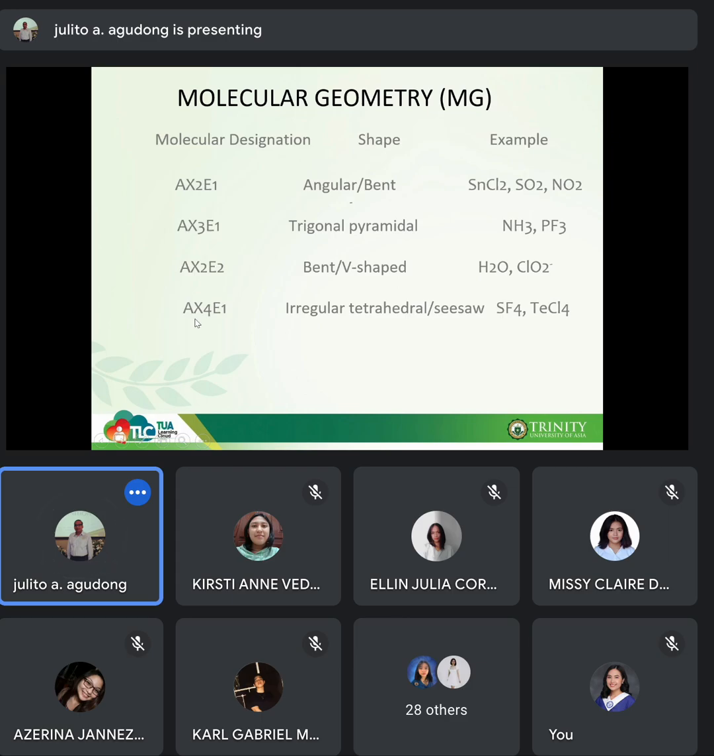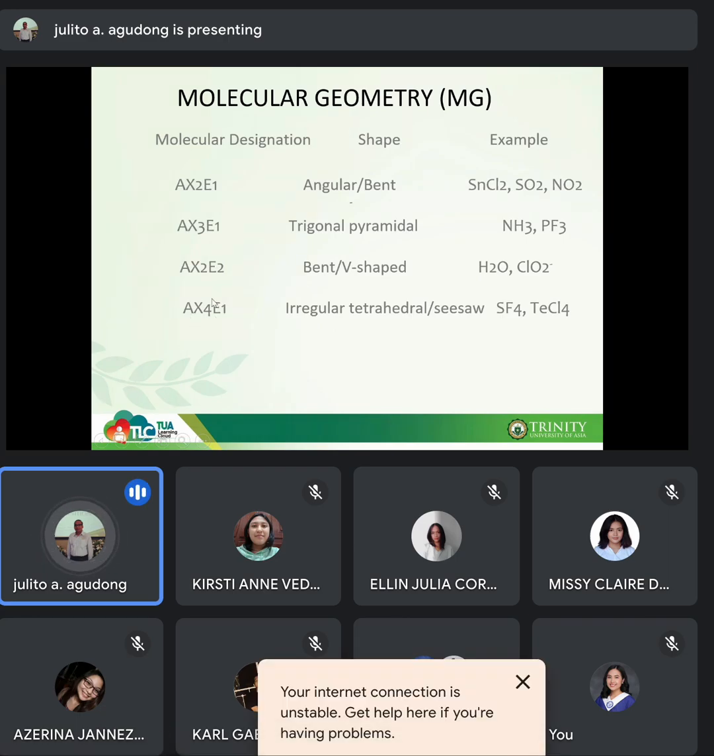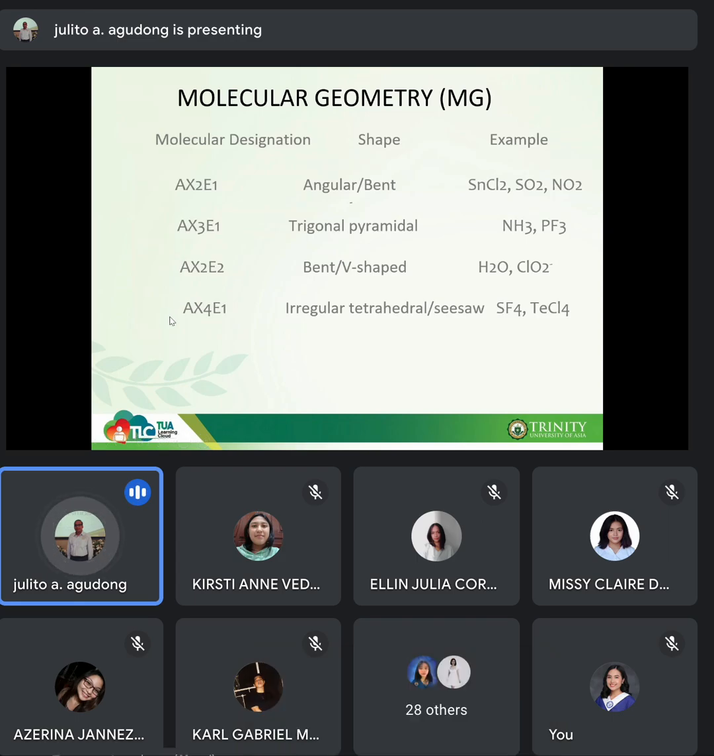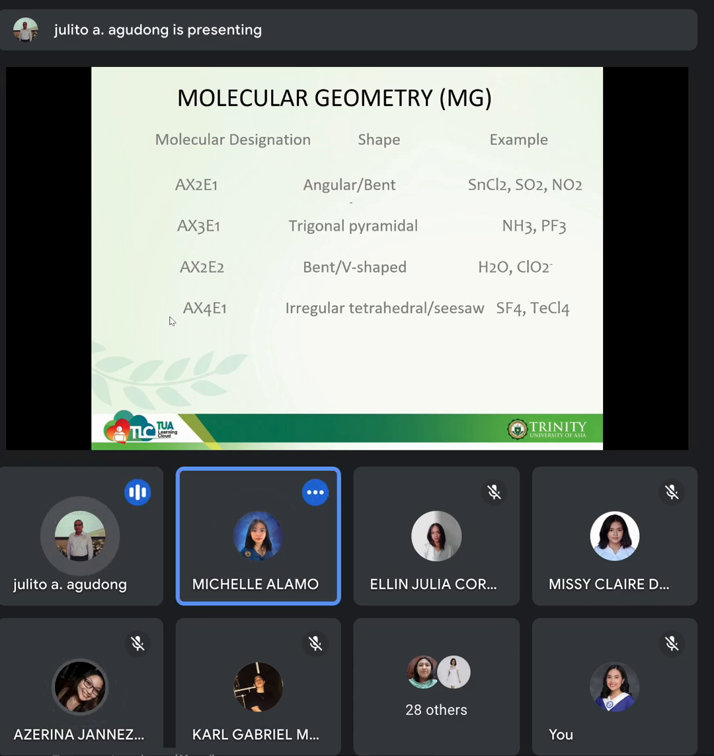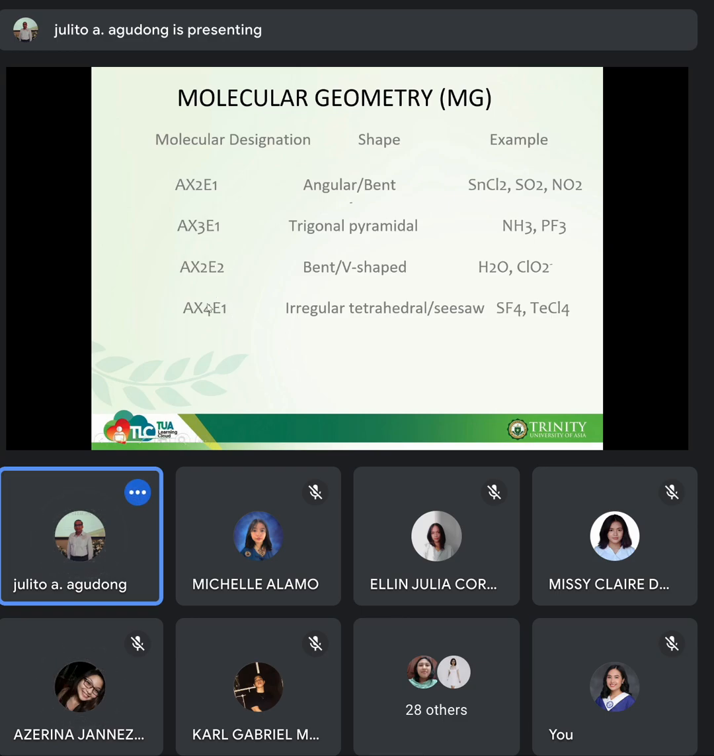Okay? May I ask you, class, how many electron domains do I have in this molecular shape designation? 4 po. How many electron domains? 5. There are 5, right? 4 are bonding pairs and 1 is a non-bonding pair. So there are 5 electron domains in this particular molecular shape designation.